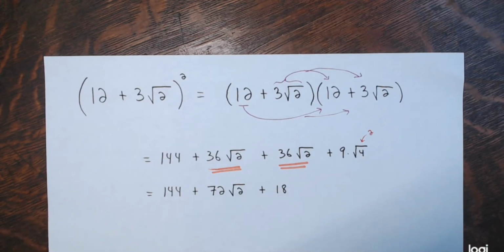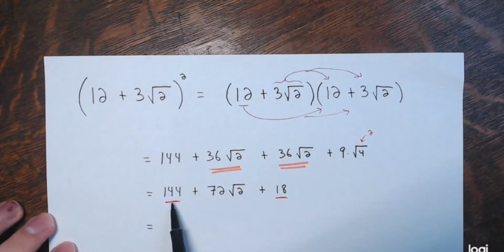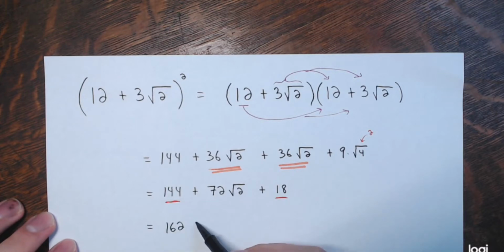And now I have some like terms. These constants, these non-radical terms, can go together. 144 and 18. And 144 plus 18 is 162. So we have 162 plus 72 times the square root of 2.